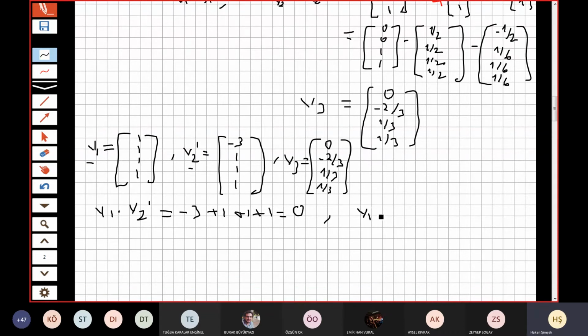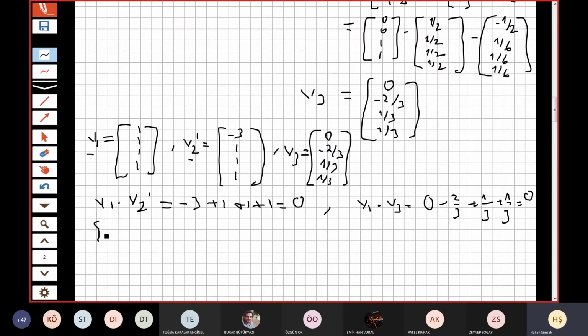Similarly, V1 dot product V3 should be equal to 0. 1 times 0 plus 1 times minus 2 over 3 plus 1 times 1 over 3 plus 1 times 1 over 3. So this is equal to 0, which is very interesting. As you can see, by using the Gram-Schmidt process, we obtain vectors which are orthogonal to each other. So we say that by using the Gram-Schmidt process, we obtain an orthogonal basis, namely V1, V2, V3 create an orthogonal basis.